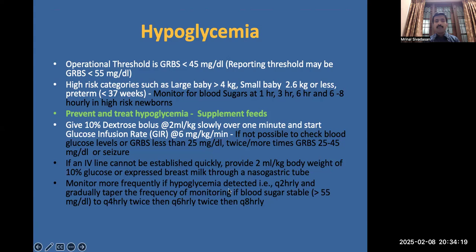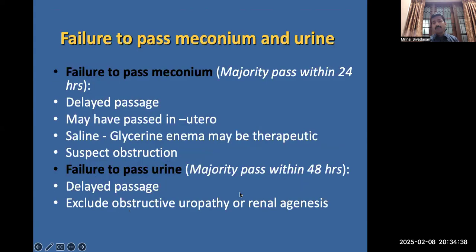Now, monitor more frequently. If hypoglycemia is detected, then you have to monitor more frequently, maybe after 1 hour or 2 hourly, and then gradually taper the frequency of monitoring if the blood sugar is stable, more than 55: 4 hourly twice, then 6 hourly twice, and then 8 hourly. So slowly taper the monitoring of blood sugar.